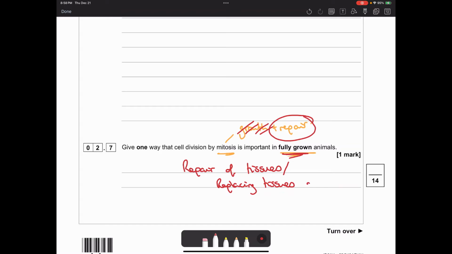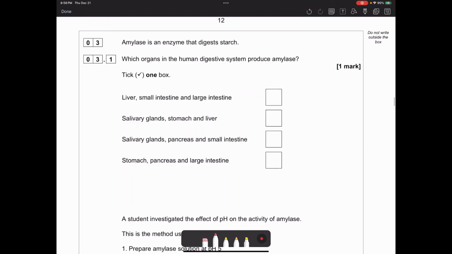Okay, and that would be the answer to 2.7. Question number 3 then. Amylase is an enzyme that digests starch. Okay, which organs in the human body produce amylase?